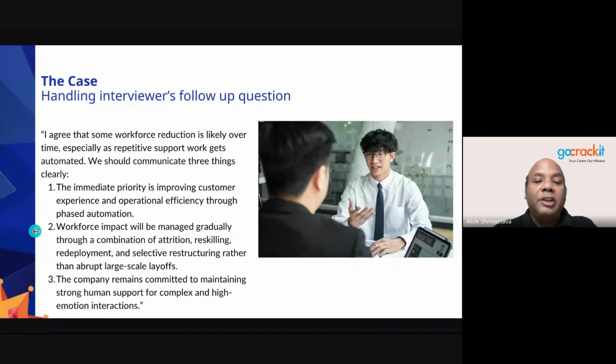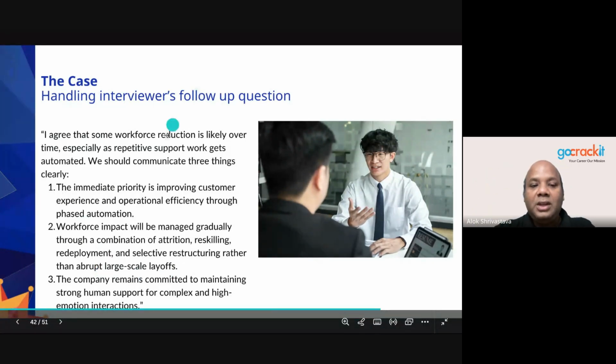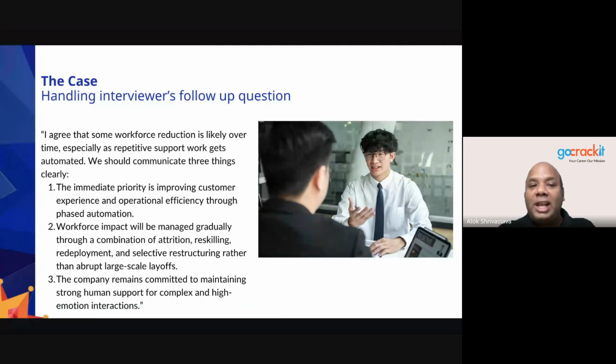Second, workforce impact will be managed gradually through a combination of, see, this is a very important stage, a combination of attrition, reskilling, redeployment, and selective restructuring rather than abrupt large-scale layoff. The company remains committed to maintaining strong human support for complex and high-end interactions. So these are some of the things you might want to say for these kinds of follow-up questions.